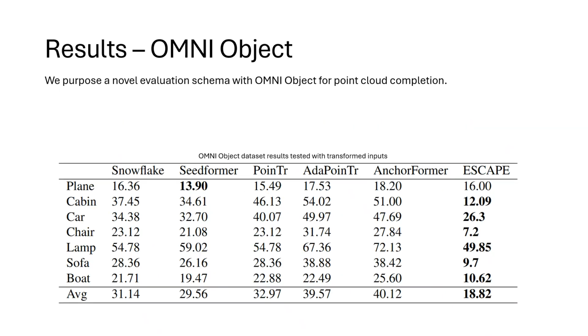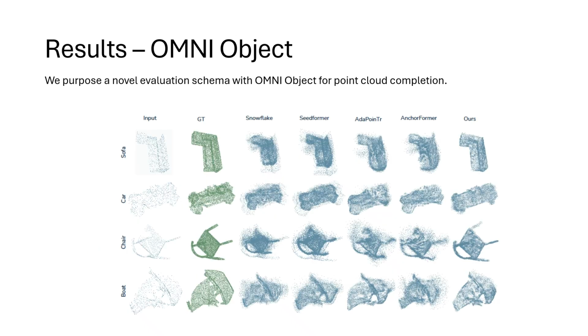Similar to PCN, ESCAPE achieved the best results on transformed inputs in the OmniObject dataset. Qualitative results in the OmniObject dataset depict ESCAPE's performance against existing methods. While partial objects in this dataset are subject to less missing regions, existing methods fail to complete object geometry on rotated inputs. Whereas ESCAPE yields the same prediction even when the inputs are rotated or translated.